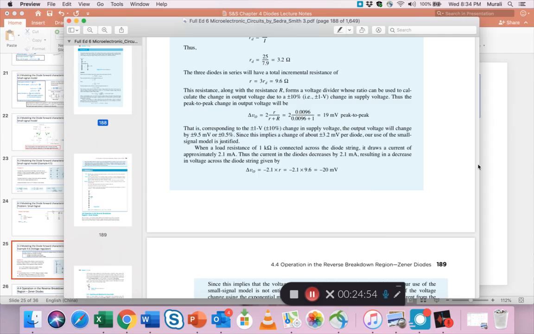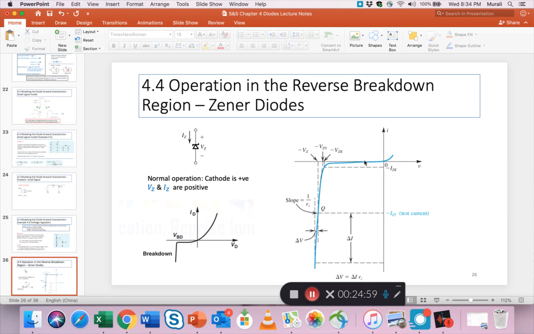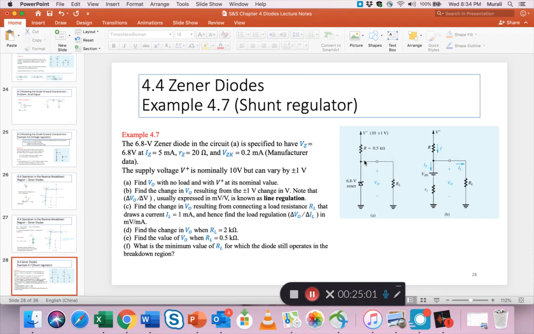Okay, so let me go and look at the last problem here that we want to look at, the Zener diode example. This is example 4.7 in your textbook, and I hope again that you can spend some time looking through it and learning a lot. I will just hit on some of the important points.